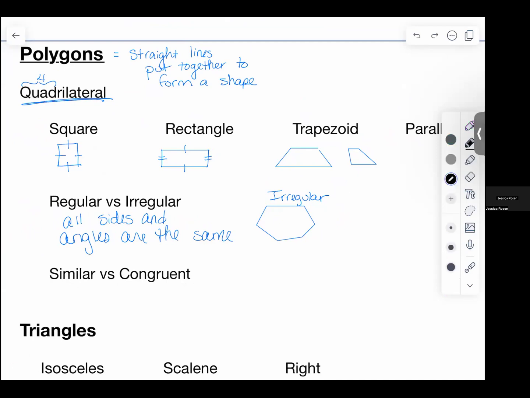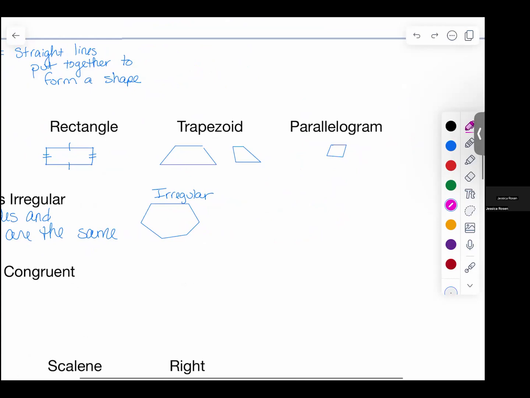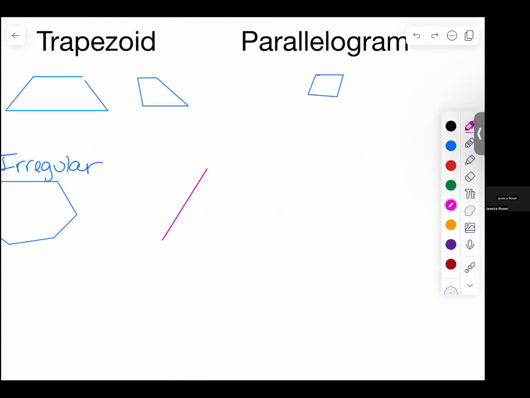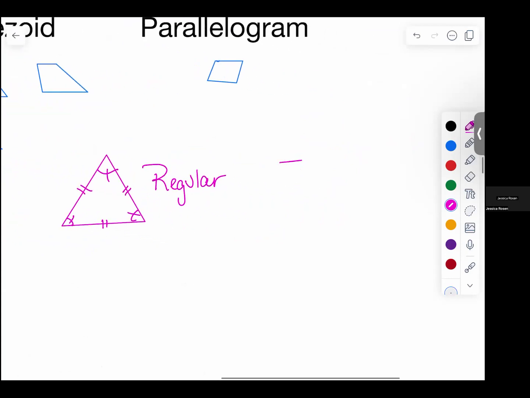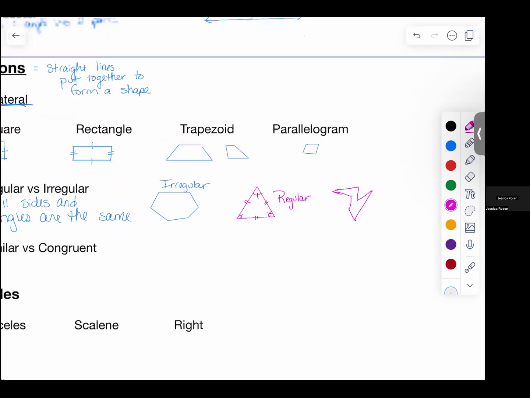So anytime you're looking at things that you typically see, like if we talk about this kind of triangle, an equilateral triangle, okay? If all the angles are the same, they can mark that with a tick mark, and all the sides are the same, then this would be a regular triangle. But if we have some sort of weird shape, like something like this, that would be irregular because none of those are the same length and same size, okay?